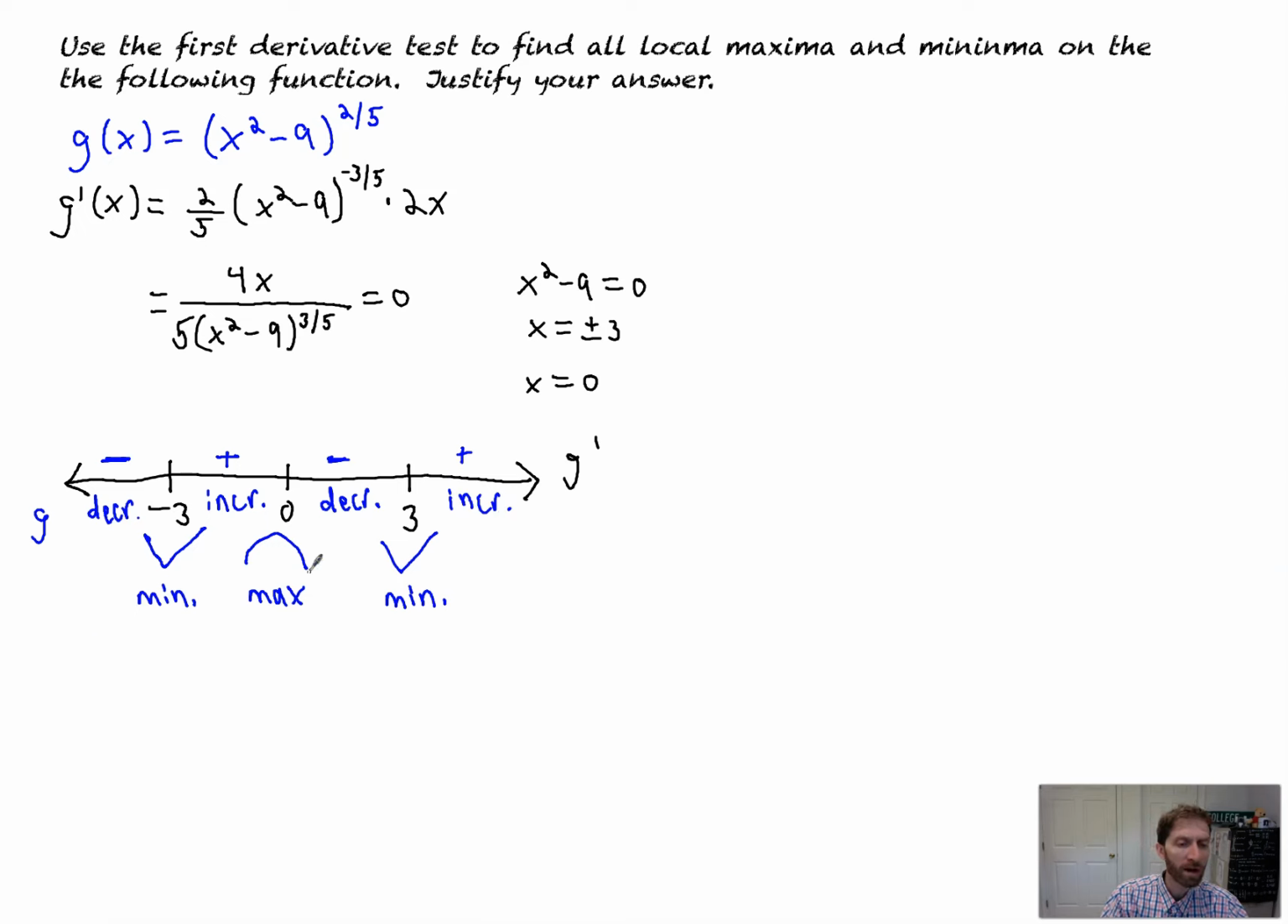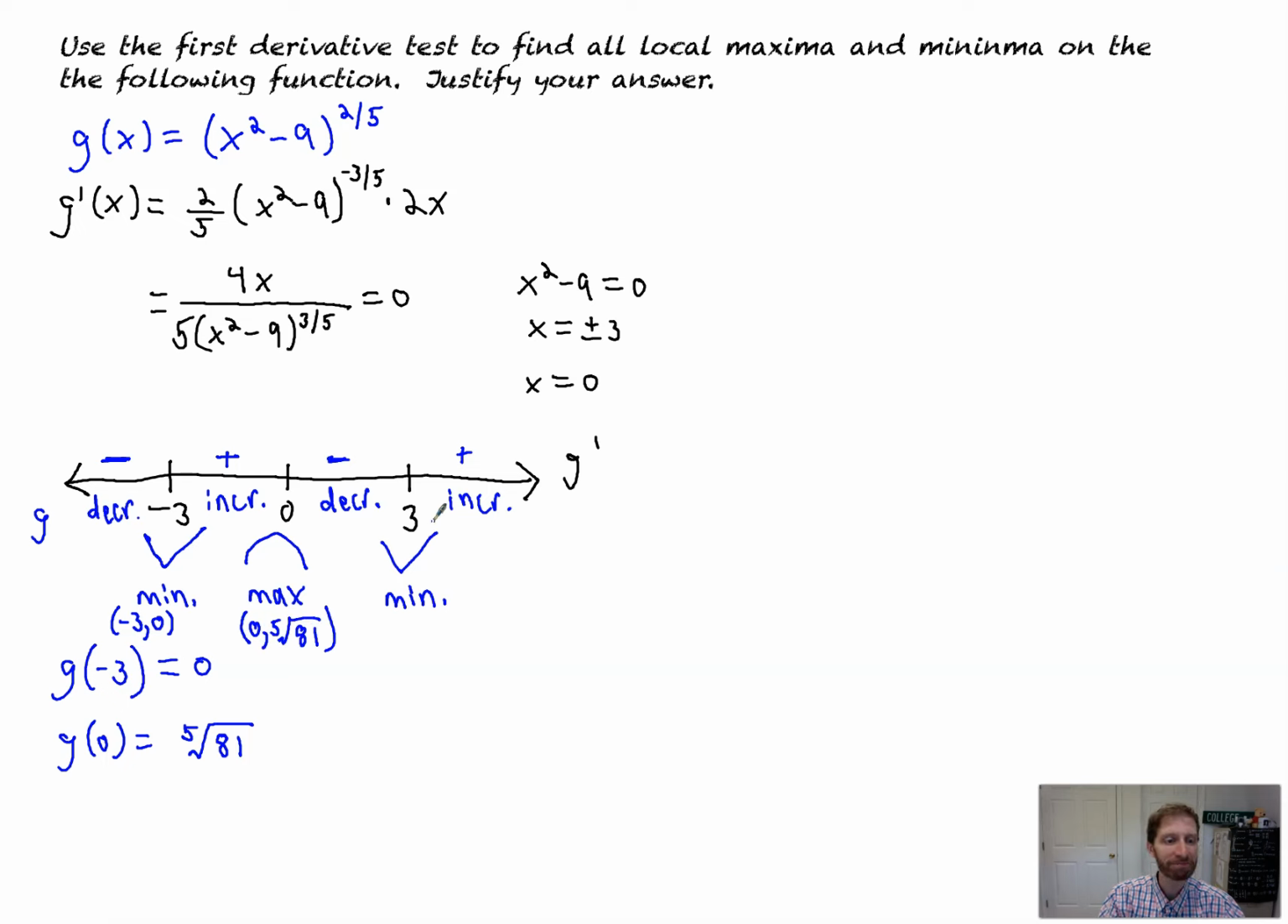All right, so what do we have? Well, we've got a minimum here, a maximum there, and a minimum there. Let's find those values. So g of -3. It's going to be something funky. -3 squared is 9. Actually, that's not bad. Minus 9 is 0, so the 2/5 equals 0. So you've got a min at the point (-3, 0). g of 0, let's see what that equals. Well, 0 squared minus 9 is -9. So that's going to be -9 to the 2/5, or the 5th root of 81, right? -9 to the 2/5 would have been fine too. And so that's a weird point. The 5th root of 81, sure.